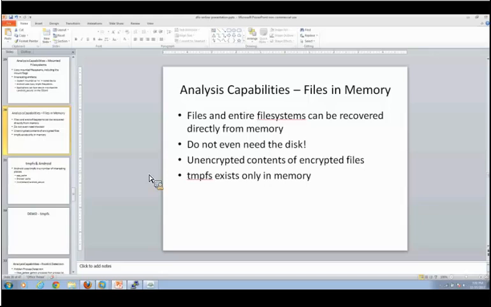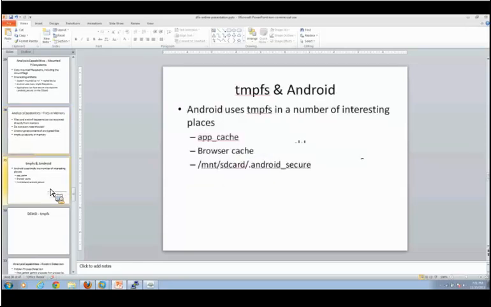The other thing that we're going to talk about now is this idea of tempfs, which is a file system that exists only in memory. So if you turn the phone off and then you image, say, the NAND or the SD card and you don't take your memory capture, there's going to be evidence that you're just necessarily going to miss because it's never written to the disk. And Android uses tempfs in a few interesting ways.